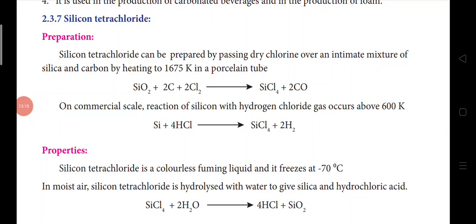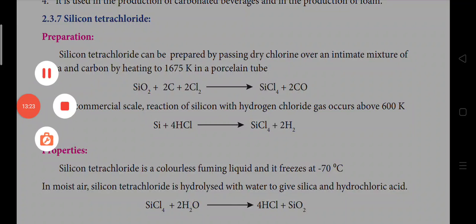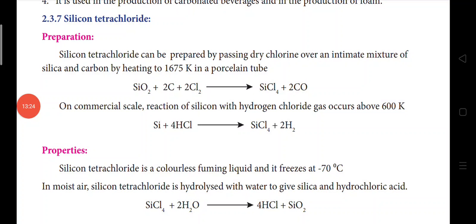Next is silicon tetrachloride. So silicon also comes under group 14. The compound of silicon is silicon tetrachloride. So how is silicon tetrachloride prepared? Silicon tetrachloride can be prepared by passing dry chlorine over an intimate mixture of silica and carbon by heating at 2675 Kelvin in a porcelain tube. So silicon dioxide will be heated with carbon and chlorine to give silicon tetrachloride.